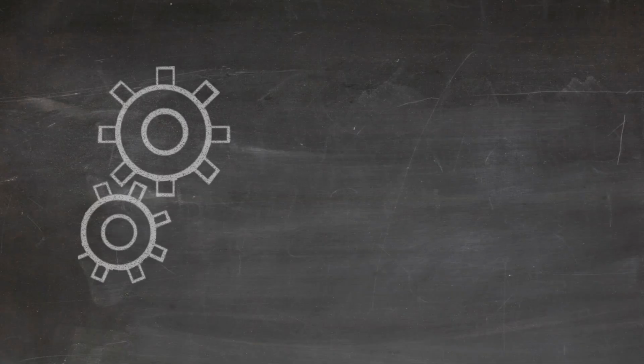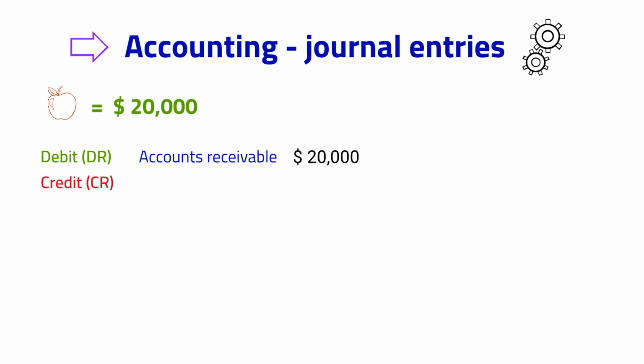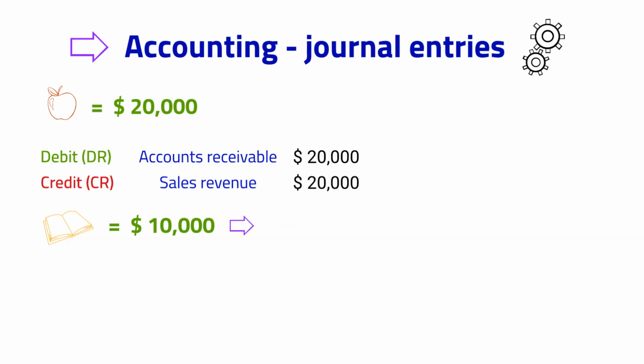Let's get to our Apple shop and see how it works in practice. Imagine we have sold $20,000 worth of apples to many different customers. Our journal entry would be: debit accounts receivable 20,000, credit sales revenue 20,000. Now we decide we want our cash earlier and sell 10,000 of the receivables to a factor.